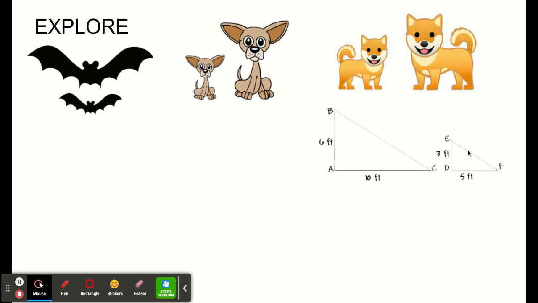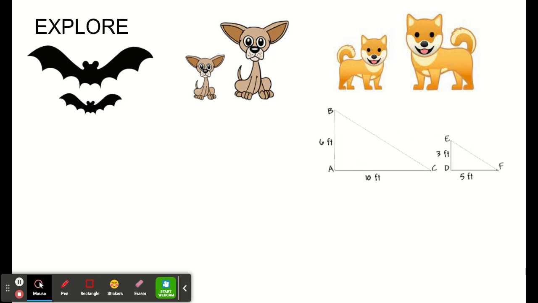That being said, we would just take these side lengths and multiply them by 2 to get the larger side length. So 3 times 2 gives us 6, 5 times 2 gives us 10. And if we had this third measure, we would multiply that by 2 as well to get the third measure of the larger triangle. Now, that's called scale factor, the number you multiply by to get the other triangle.